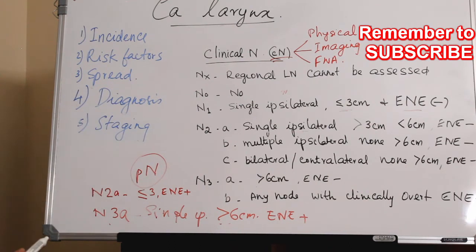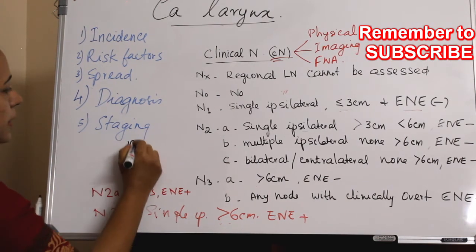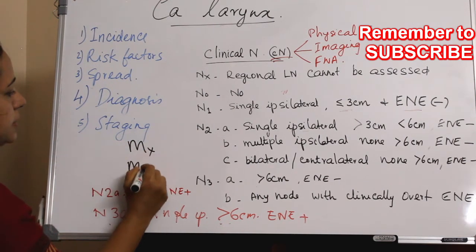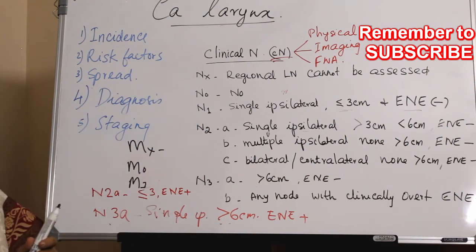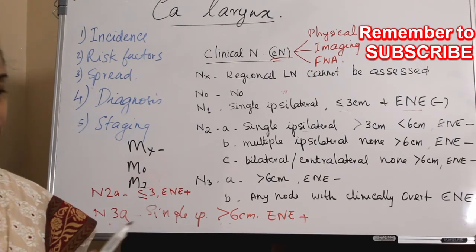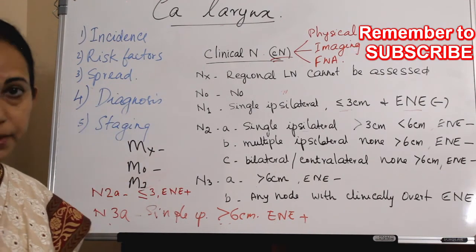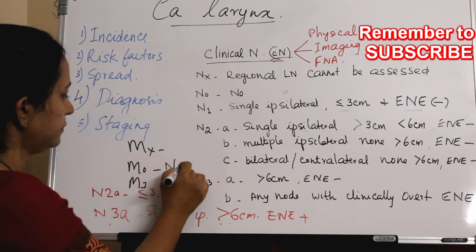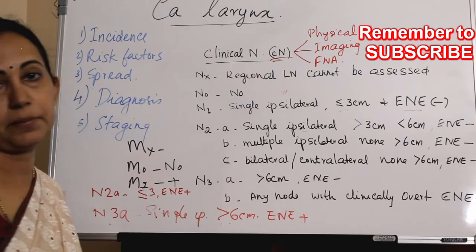And what about M staging? In M staging we have MX, M0 and M1. MX, the distant metastasis cannot be assessed. M0, there is no distant metastasis. And then M1, presence of distant metastasis.